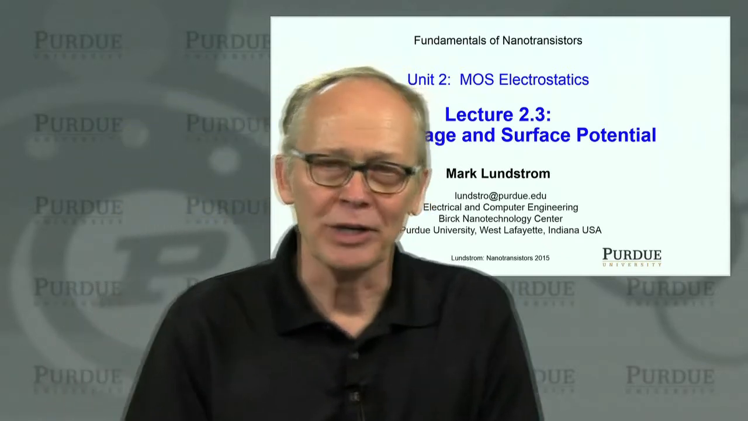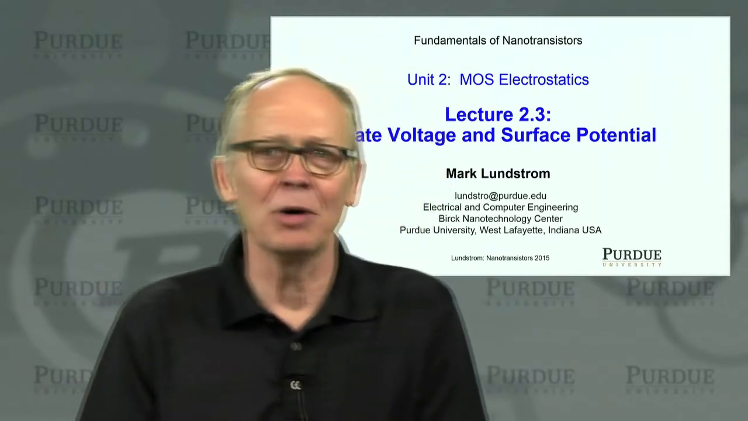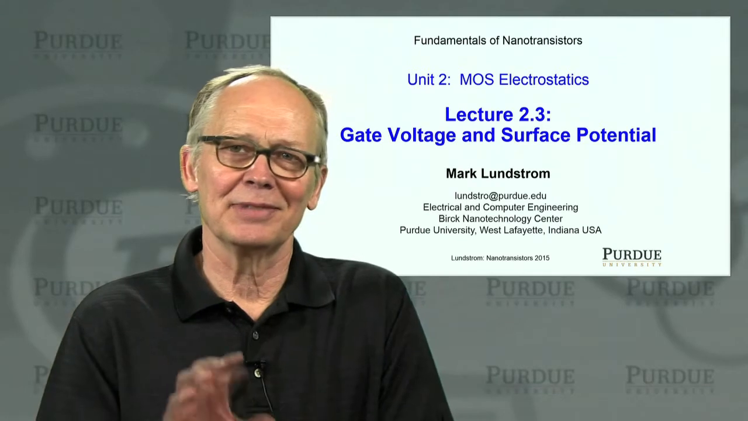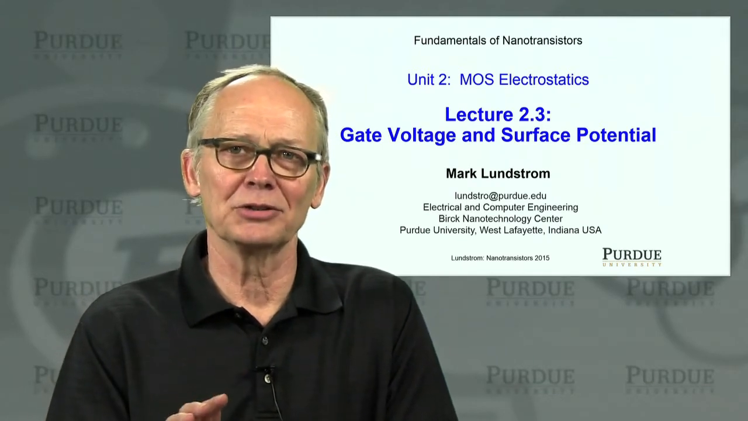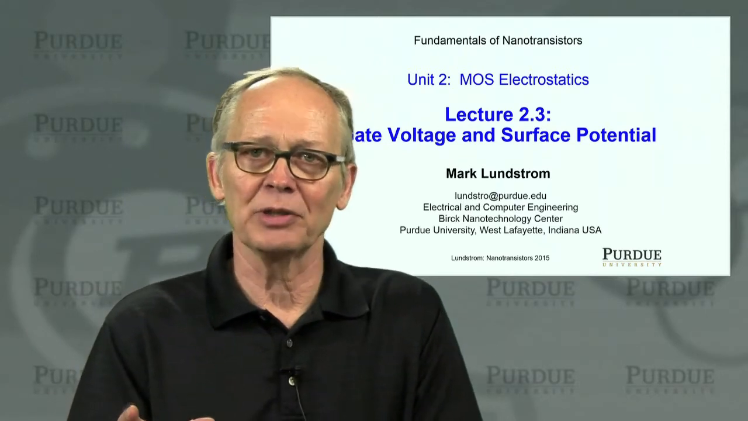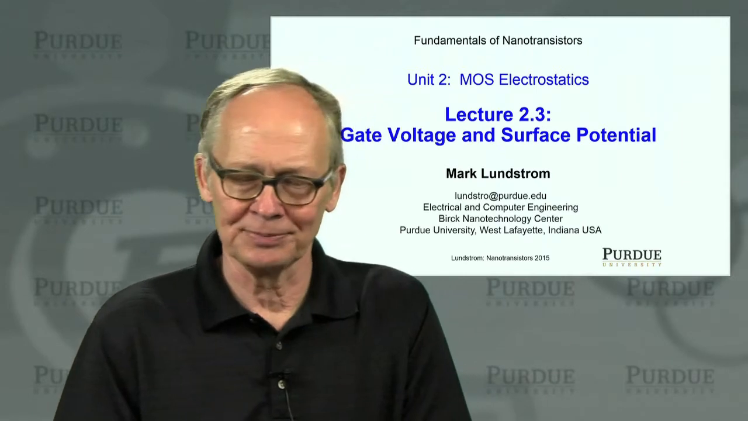Welcome back. We're now about 1/3 of the way through Unit 2, talking about MOS electrostatics. And we have discussed how the surface potential is what determines what happens to the semiconductor. Negative surface potential means accumulation for a p-type semiconductor. Positive means depletion or inversion.